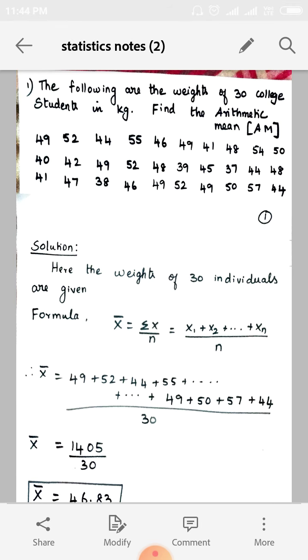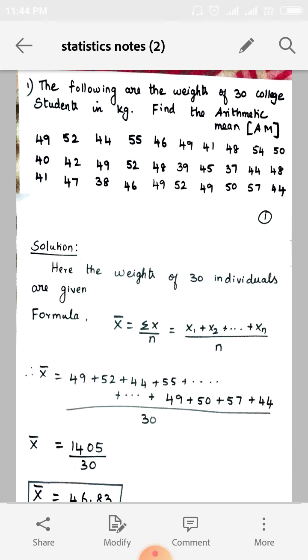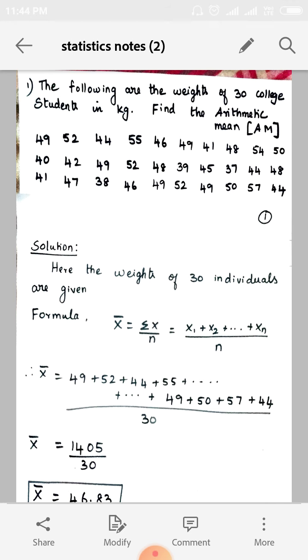Let us see the first sum. The following are the weights of 30 college students in kg. Find the arithmetic mean. See, the data are given. The 30 college students' weights are given: 49, 52, 44, 45, 46, 49, etc. So the data are given. You have to find the arithmetic mean.